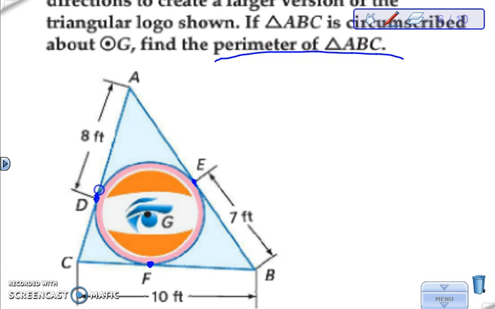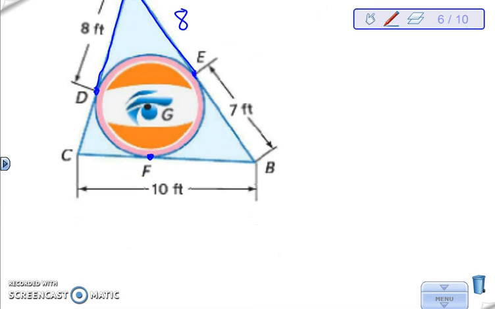Well, I noticed that AD is tangent, AE is tangent, and so since they intersect at point A, they should be the same length. So if there's 8 feet from A to D, there should be 8 feet from A to E. I know that the same thing is true for BE and BF, so if there's 7 feet from B to E, there should be 7 feet from B to F.